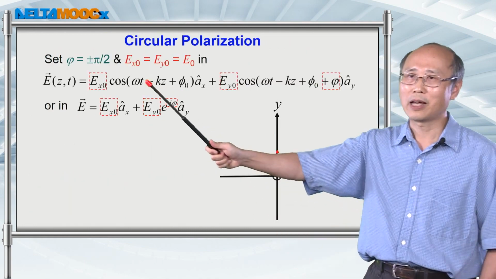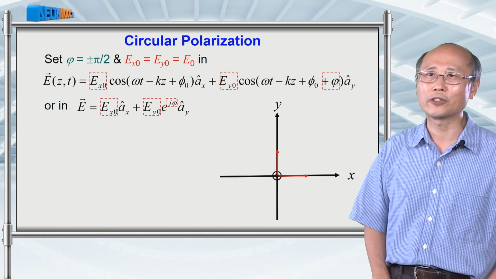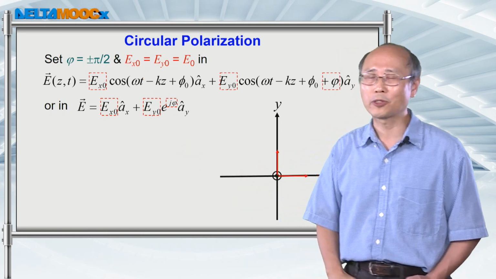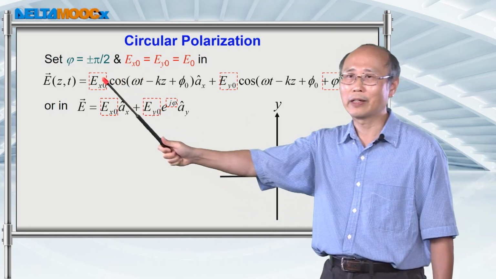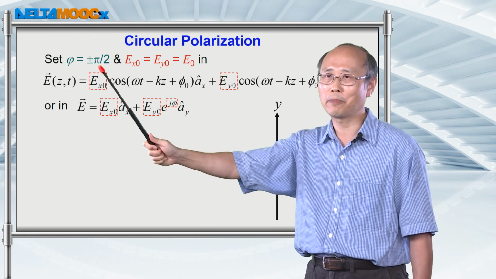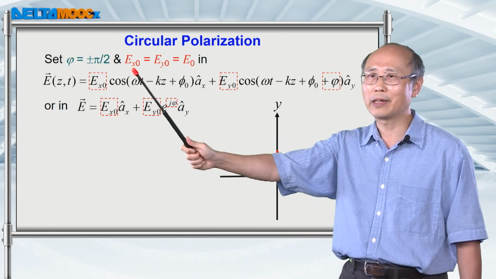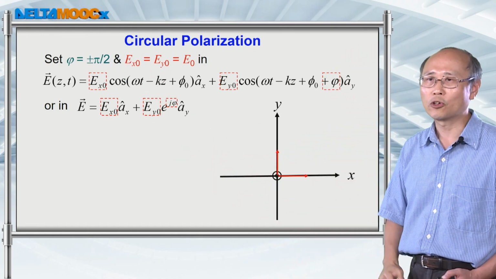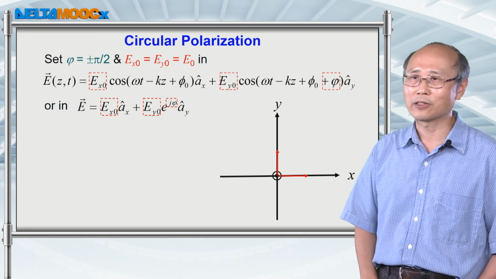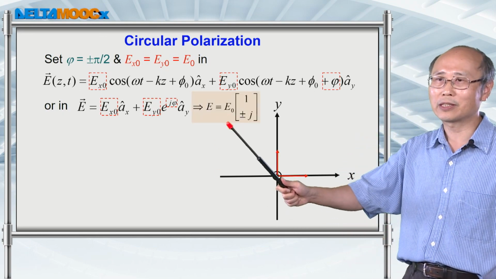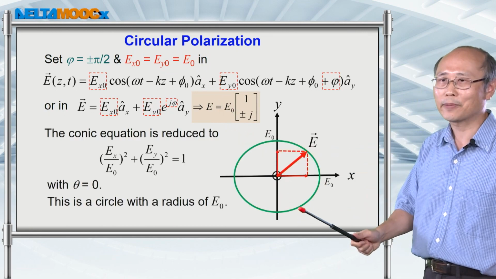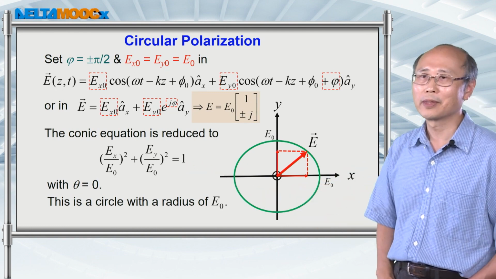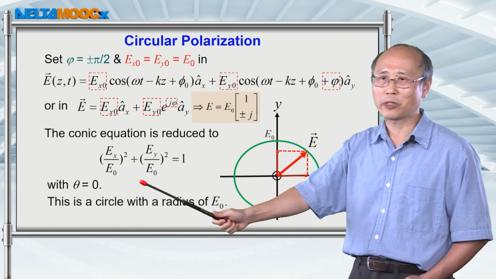And now let's try to set a more stringent condition to the amplitude. Previously, we allowed the amplitude to be arbitrary, but now, in addition to setting the phase difference to be plus minus 90 degrees, we limit the two amplitudes to be the same. So there's no major axis or minor axis for the ellipse. And with this condition, you'll end up having a circle on the xy plane governed by this expression. And this is the expression for a circle.